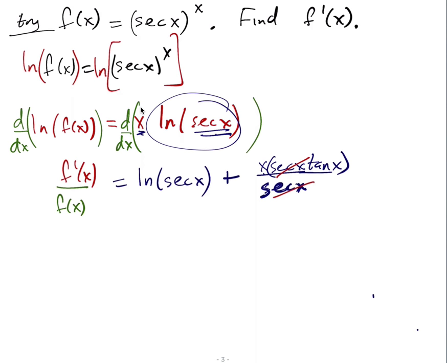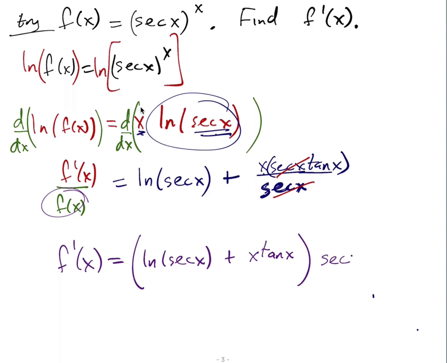And then, so what do I get for f prime of x? It is equal to ln of secant x plus x tangent x, times f of x, which is secant x raised to the x, right? Does that make sense? Any other questions with that? Does that sound reasonable?